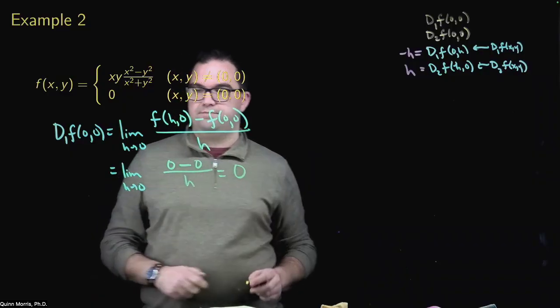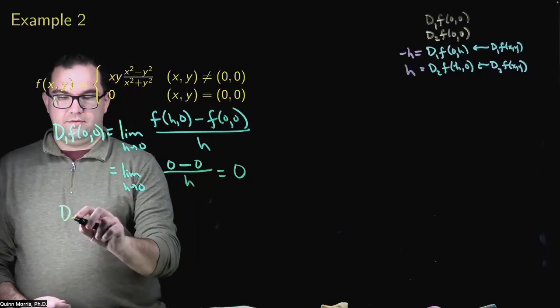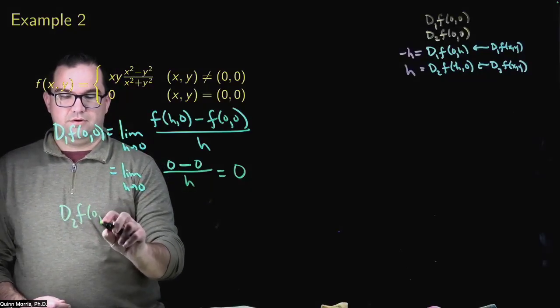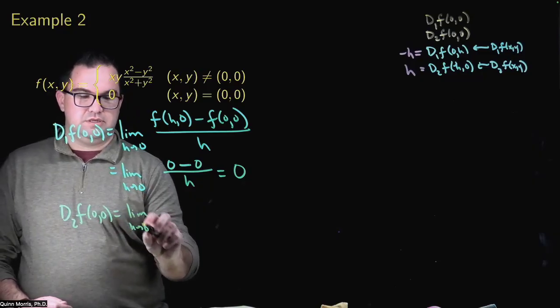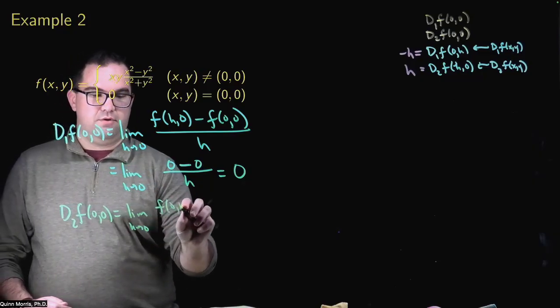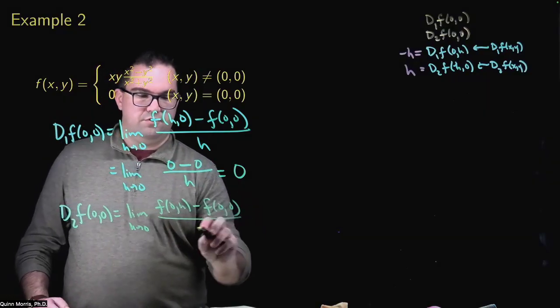It's just 0. Okay. A nearly identical argument: d2 f of 0, 0 is going to be the limit as h goes to 0 of f of 0, h minus f of 0, 0, over h.